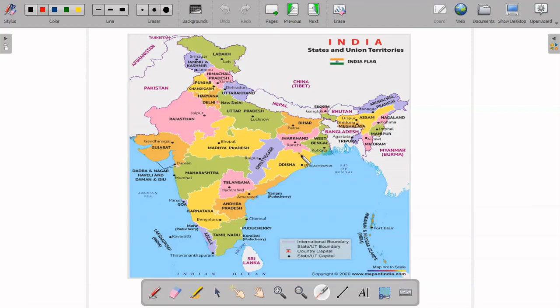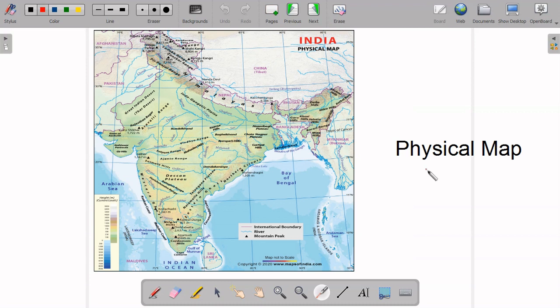Now we will see the second type of map, which is known as the physical map. This physical map depicts the natural features of the earth. The natural features of the earth mean mountains, rivers, forests, and oceans. All these features are depicted in the physical map.